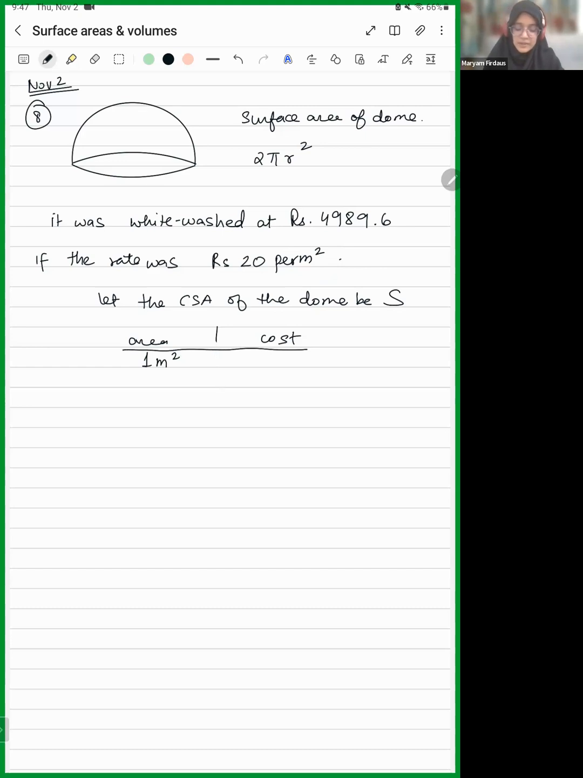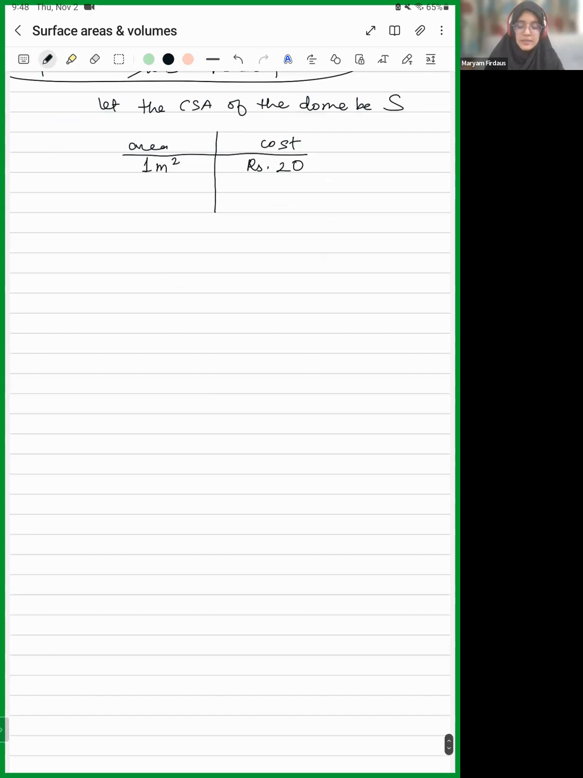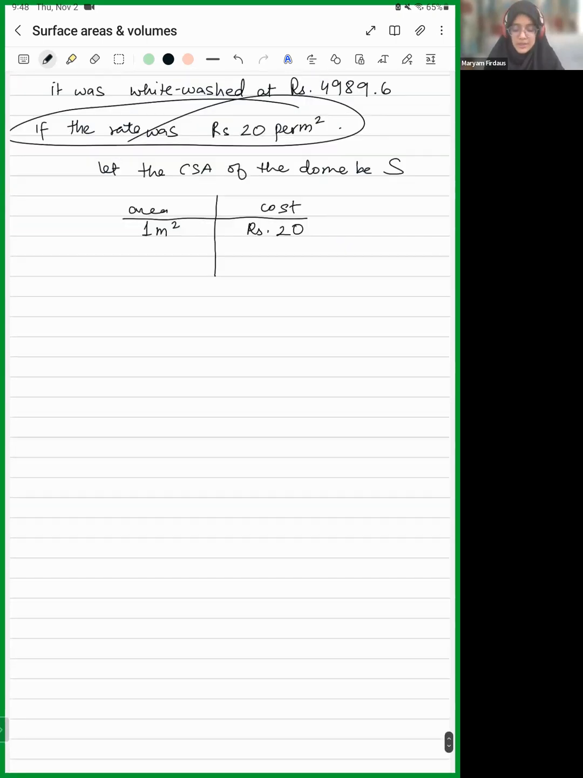It's given right here. When the area is 1 meter square, what is the cost of whitewashing? Rupees 20. Is there any doubt in this? No, ma'am. Okay, so if the area is 1 meter square, then the cost is rupees 20.